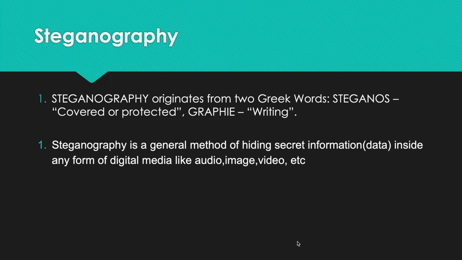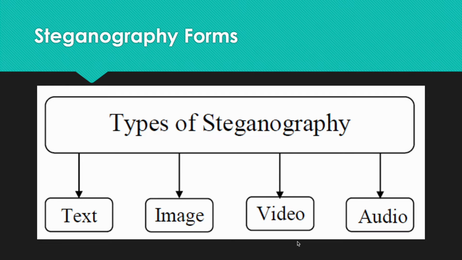Steganography originates from two Greek words, steganos, covered or protected, and graphy, writing. Steganography is a method of hiding secret information or data inside any type of digital media like audio, video, images, etc.